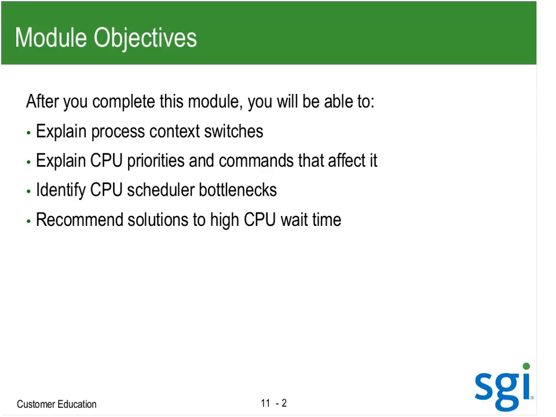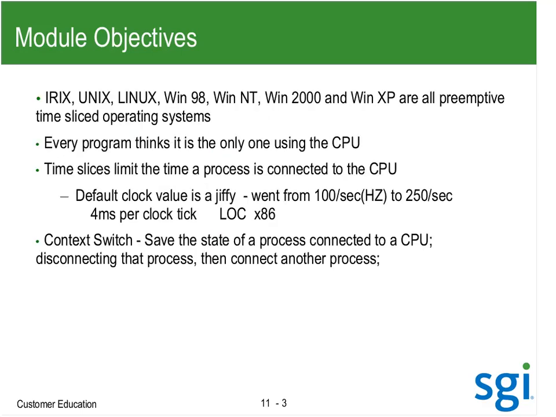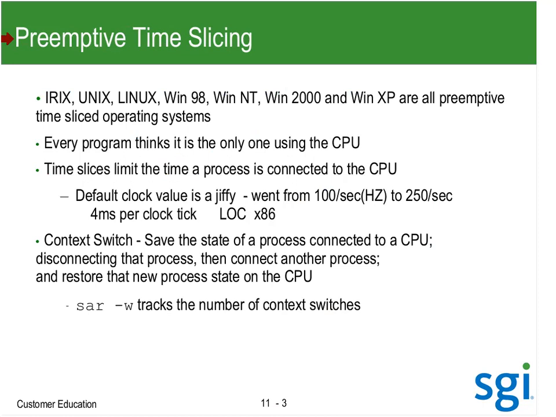So I want to go through this, but basically preemptive time-sliced operating systems. All of our systems now are preemptive. I used to work on Windows 3.1 and DOS. Those were not preemptive time-sliced operating systems. Every program thinks it's the only one using the CPU, but we use time slices to limit the time a process is connected to a CPU.